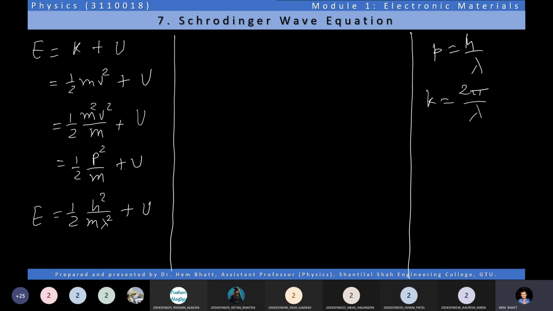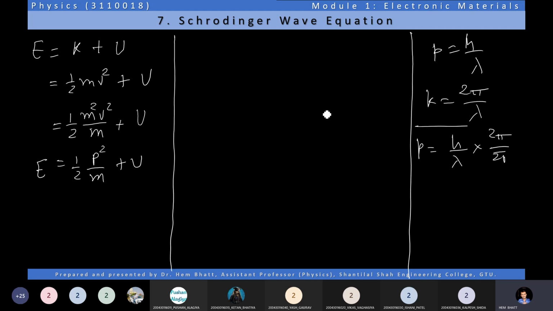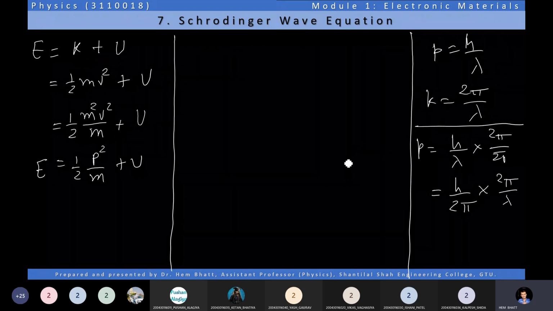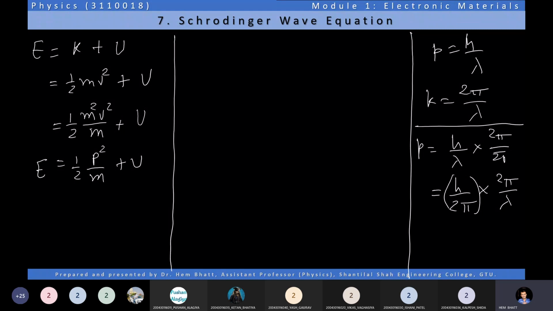So what I will do next is I will multiply and divide this by 2. Let me make a little change. So this is E, and now we know that p is h by lambda. So if I multiply and divide with 2 pi, what do I get? I get h by 2 pi into 2 pi by lambda. What is h by 2 pi? Do you know what is h by 2 pi?